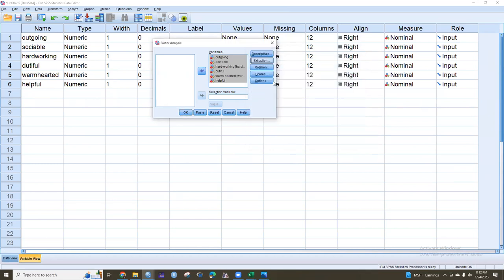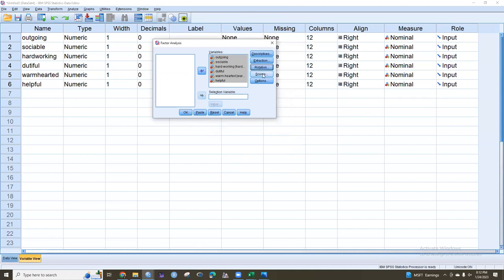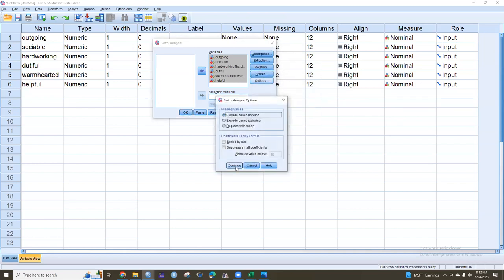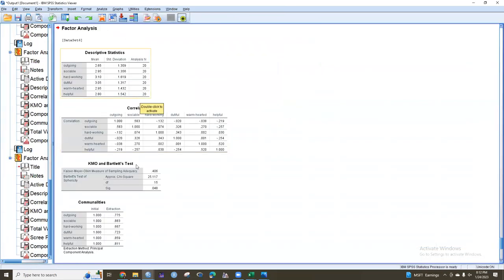Then click continue. Then Rotation. You decide whether you want to rotate the axes by 90 degrees or not want any kind of rotation, and then click on the loading plots. Continue. In Scores, you have nothing, and in Options, you have to do nothing. Just click OK. By this, the results will come.